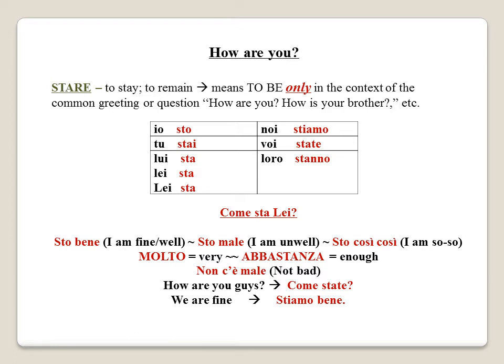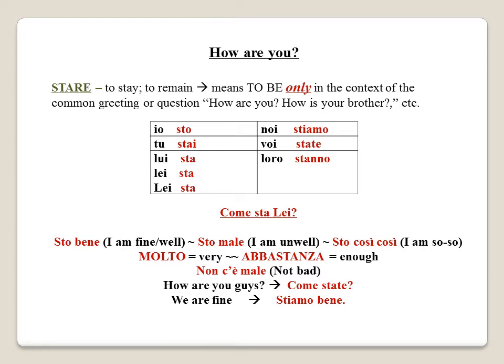Here is stare conjugated in the present indicative tense. Io sto, tu stai, lui sta. Noi stiamo, voi state, loro stanno.